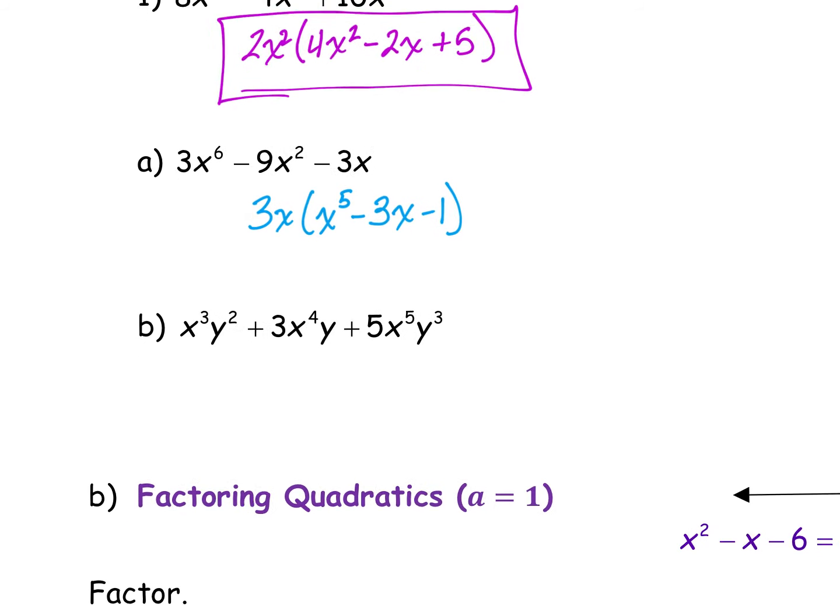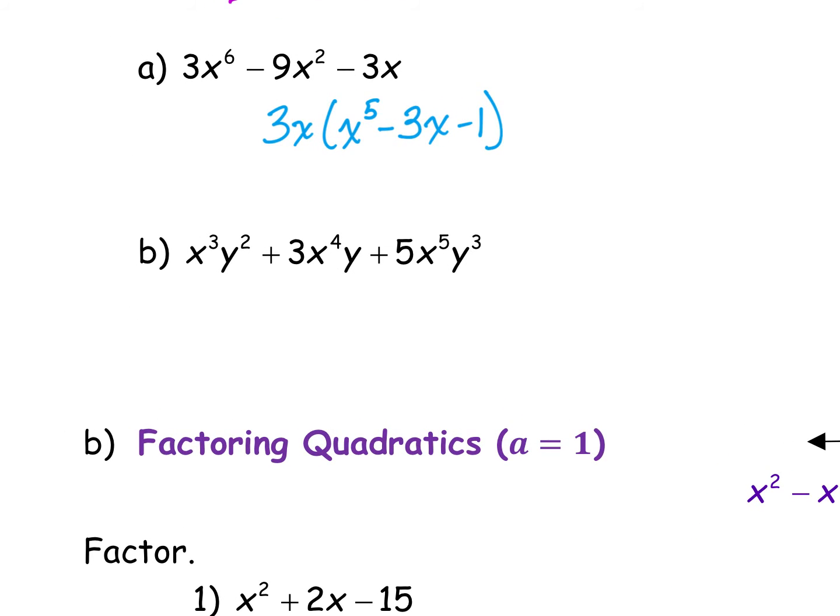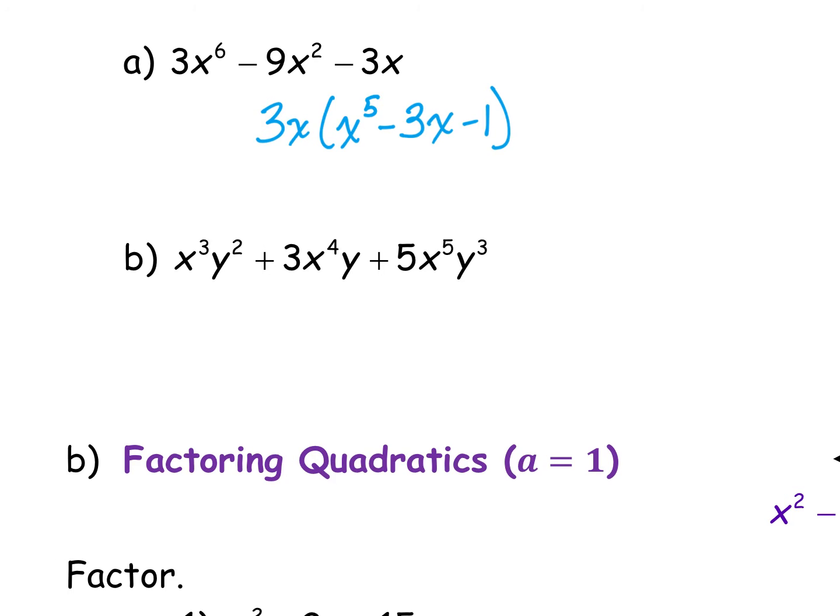And then B, a little bit harder because we have more variables. We have 2, right? So what's the most x's I can take out? Nice, Gage. The most x's I can take out, I have x cubed, x to the 4th, and x to the 5th. So the most x's I can take out is x cubed. Okay? And then I have y squared, y, and well, I have a y by itself, so y is it, okay?